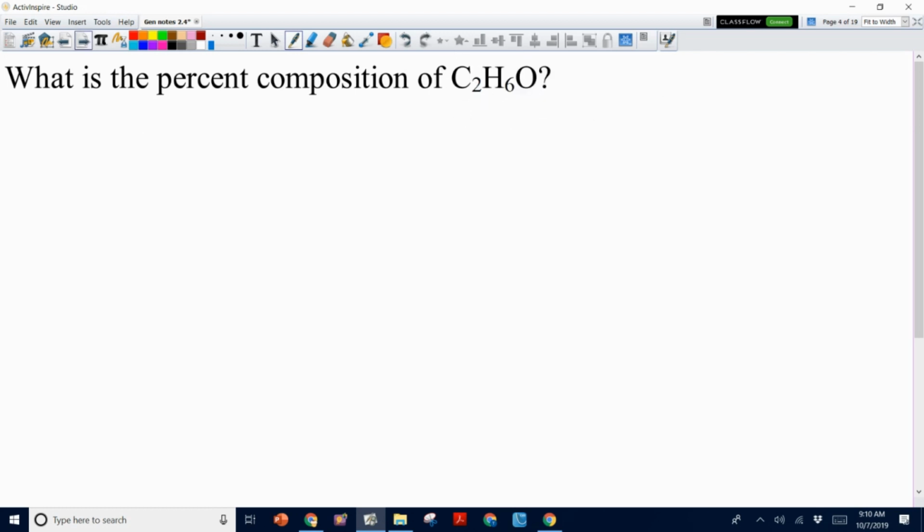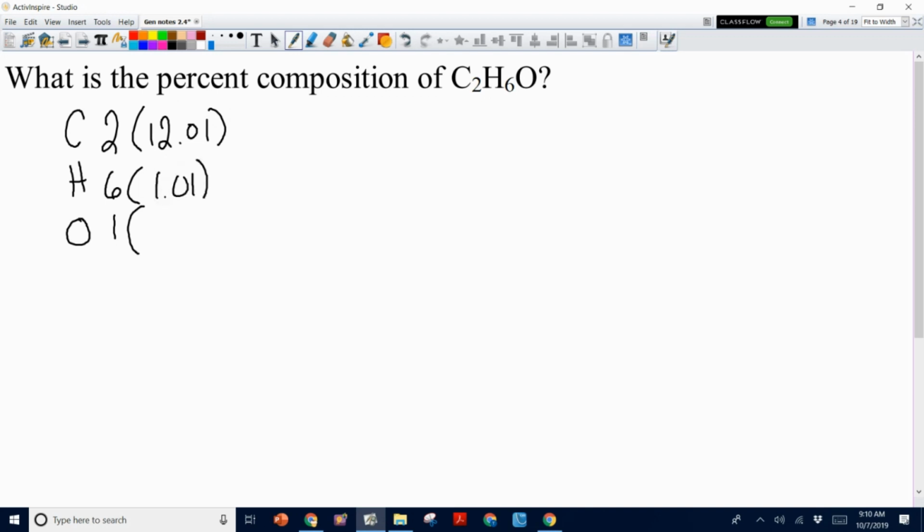Okay, so let's do another example. What is the percent composition of C2H6O? First we have to do molar mass. So we have carbon, hydrogen, and oxygen: 2 carbons, 6 hydrogen, and 1 oxygen. So we're going to have to multiply those by the molar mass of each one. Carbon is 12.01 grams per mole. Hydrogen is 1.01 grams per mole. I'm getting these from the periodic table. And oxygen is 16.00 grams per mole.